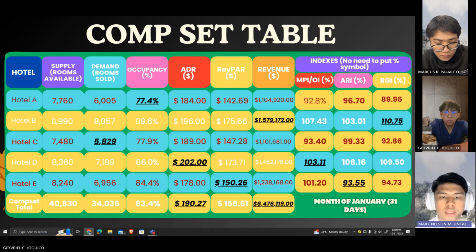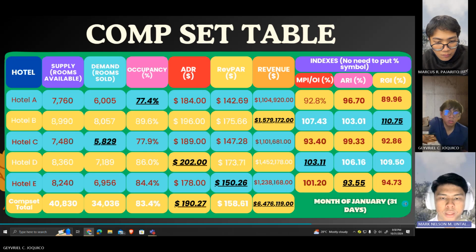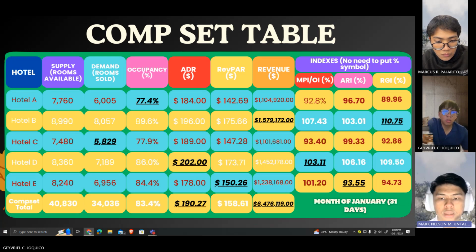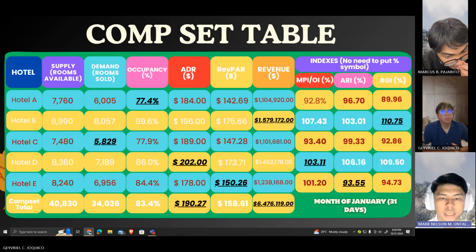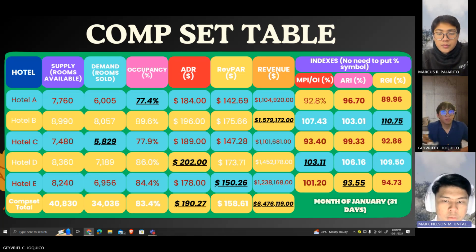As for number 20, the Hotel E RGI, the RevPAR for Hotel E is $150.26, while the RevPAR total is $158.61, then multiplied by 100. In this case, Hotel E has an RGI of 94.73%.